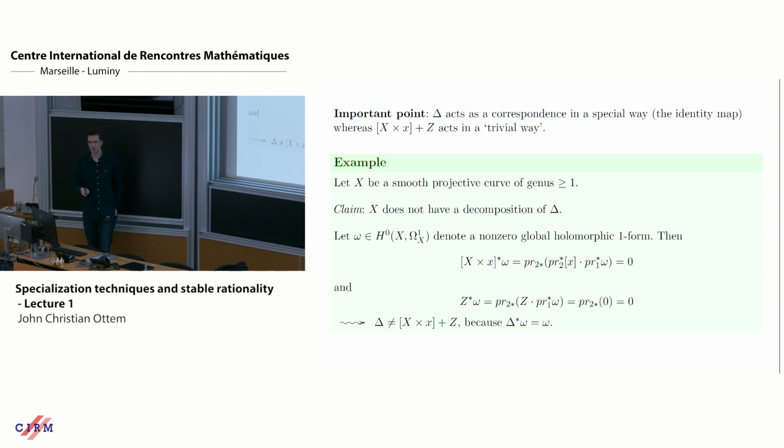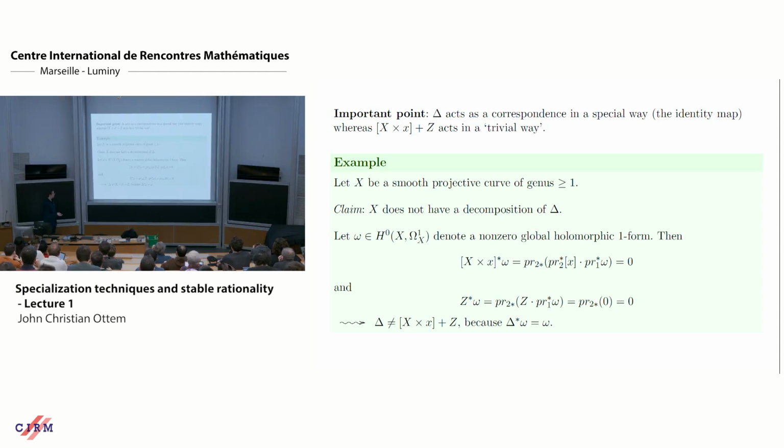Yeah, so this is one easy way to see that if you have a decomposition of the diagonal, you cannot have any non-zero p-forms like this. So having a decomposition of the diagonal means that a lot of the cohomology groups have to be 0. Otherwise, you can apply this argument.